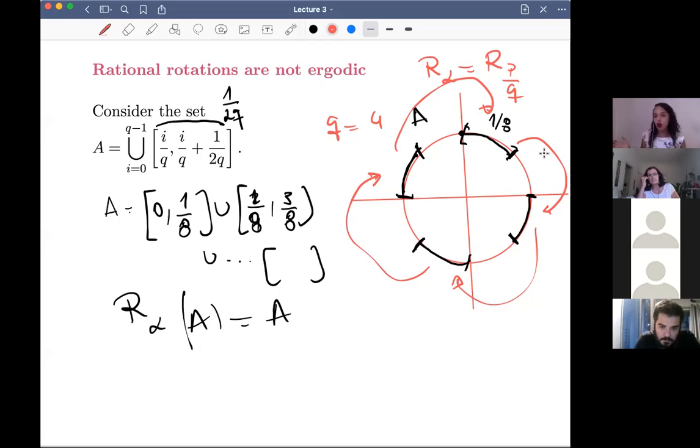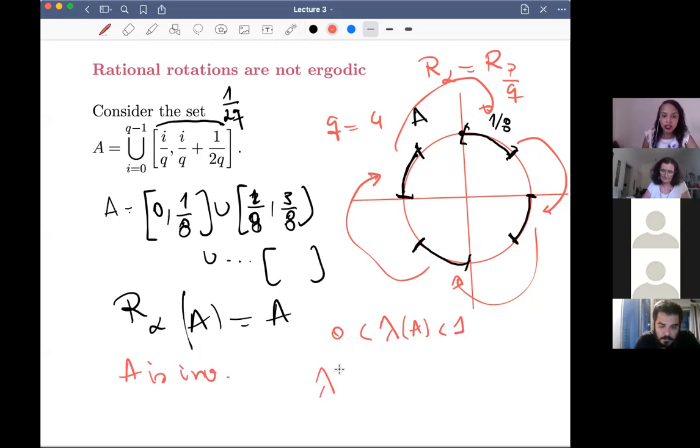So the image of the set A is actually A. The only difference is that you move a bit. The first one goes to the second, goes to the third, and so on. Fine, this is an invariant set. It's invariant, so then A is invariant. What do I need to prove? I need to prove that the Lebesgue measure of A is between 0 and 1.